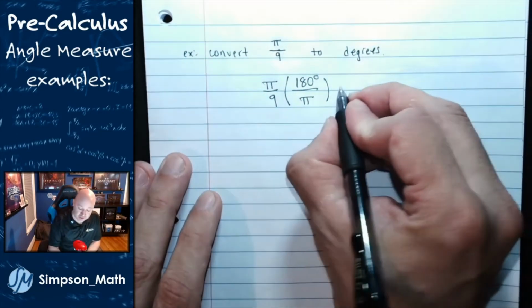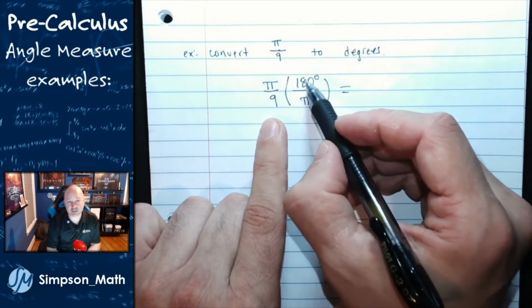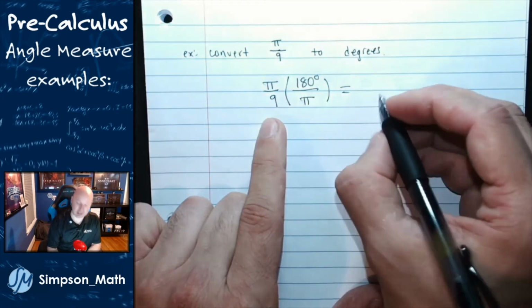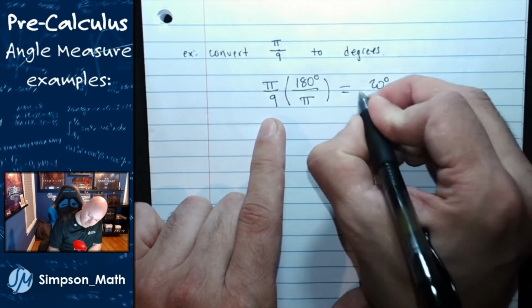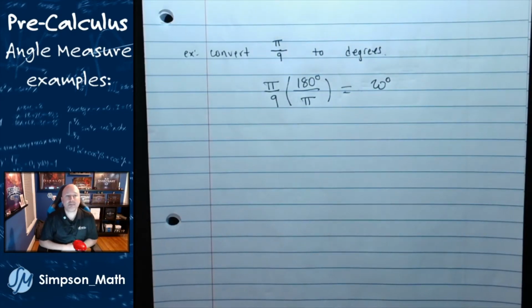And again, as I multiply straight across, I'm going to look for something that reduces. 9 will go into 18 twice, so 9 will go into 180 20 times. Pi's go away. Pretty simple. Pi ninths is equal to 20 degrees.